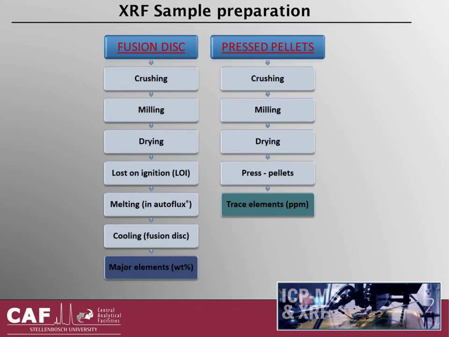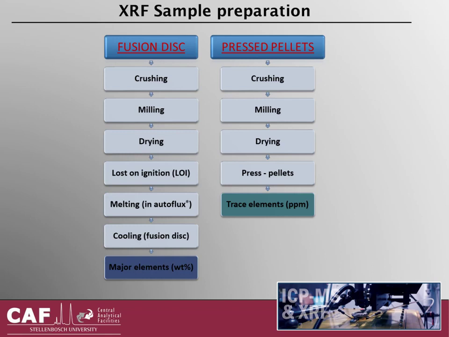The decision as to which method to follow will depend on the elements to be analyzed and the estimated concentration thereof. To make either a fused disk or a pressed powder pellet, the sample needs to be in a fine powder form. If it is not in a powder form, it will have to be crushed, milled and dried, as would be the case with rock samples. A description of each step will be discussed as set out in the display diagram.